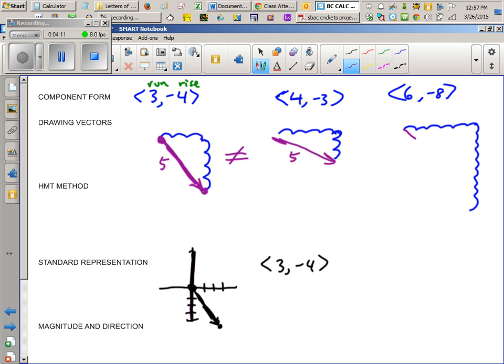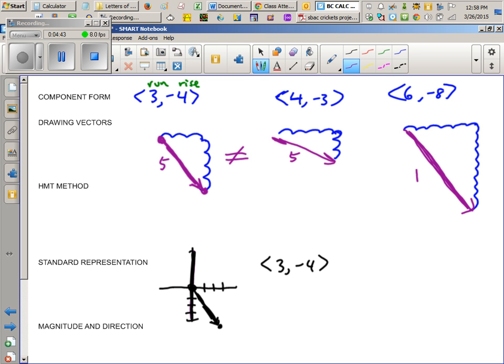This vector is pointing the same way. It's pointing the same direction as the first one I drew, isn't it? The run and rise is 3 and negative 4 on the first vector. The run and rise on this vector here is 6 and negative 8. It's the same ratio. In other words, it's pointing the exact same direction. But what's the difference between this last vector and this first one I drew? The length is different, right? Now the length is not 5. What's the length now? 10, that's right.